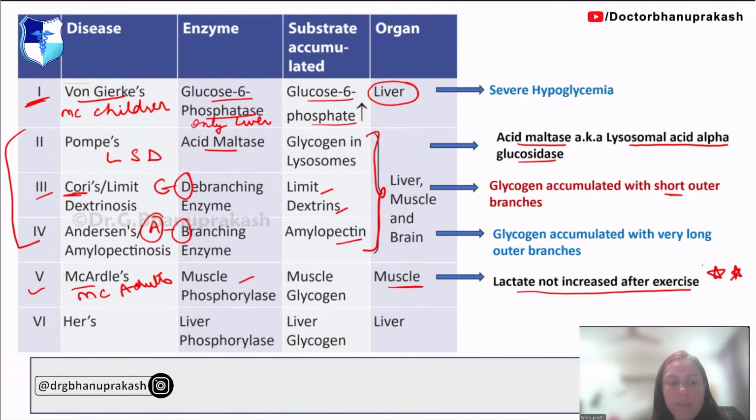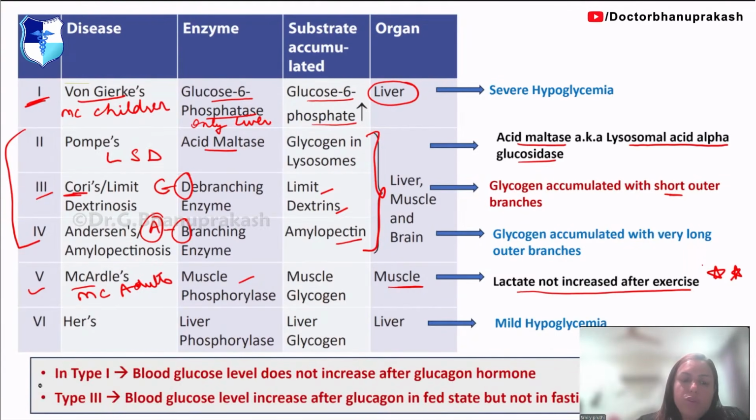Okay. Type 6 Hers disease, liver phosphorylase, only liver affected. Patient has mild hypoglycemia. Also note, in type 1, if glucagon hormone is given, blood glucose will not increase after glucagon hormone. Type 3, if glucagon given in fed state, then it will raise blood glucose. But if glucagon given in fasting state, it will not raise blood glucose.